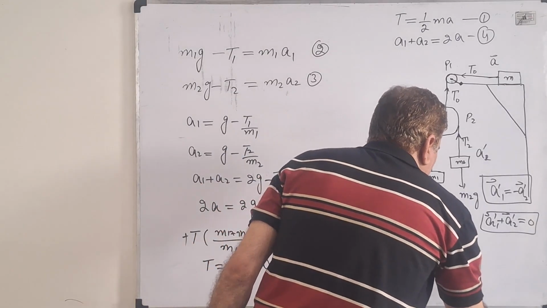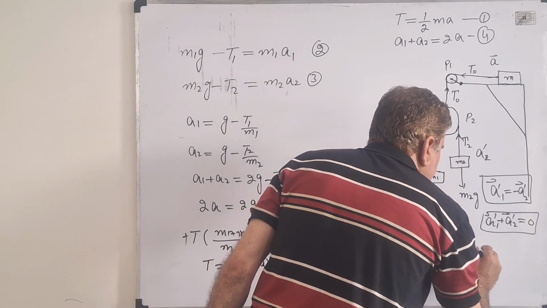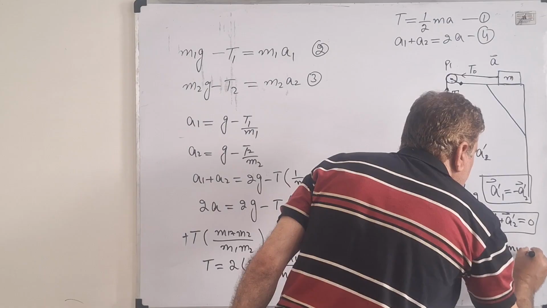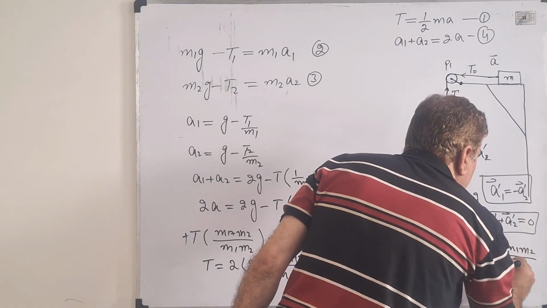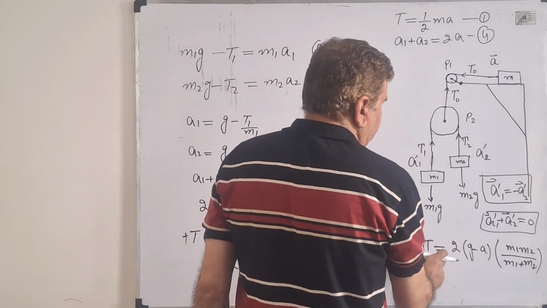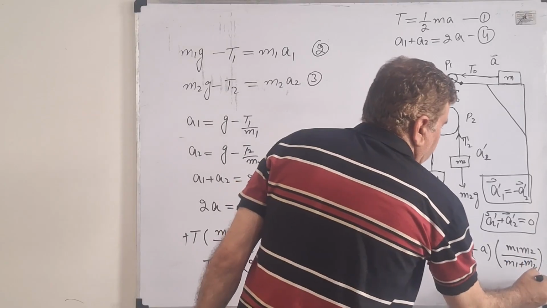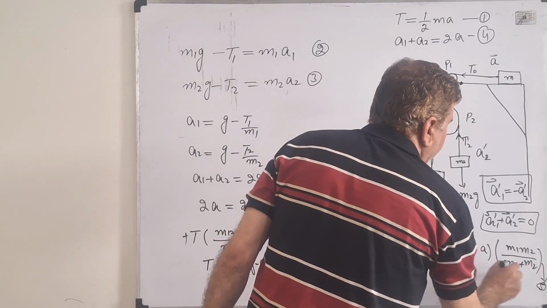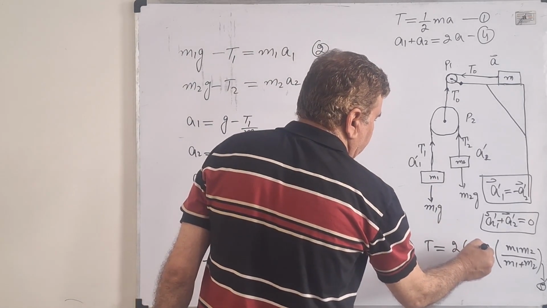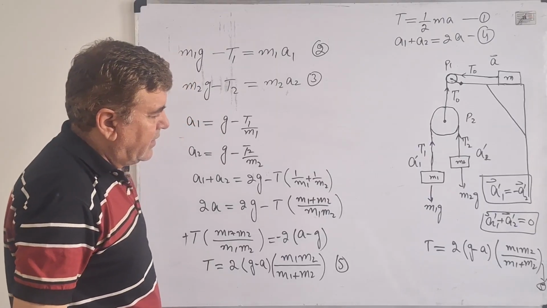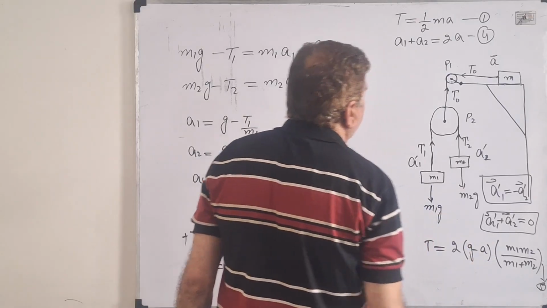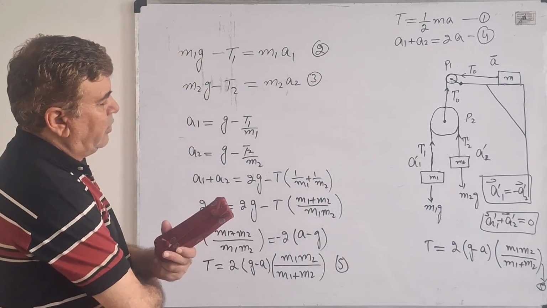T equals 2 times (g minus A) into m1 m2 divided by m1 plus m2. This is not a complete equation, because we have an unknown A over here. We haven't yet found the value of A, so we cannot get any better information from this equation. We first need to find A.